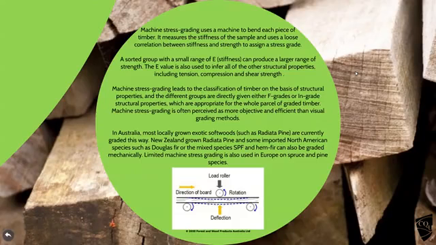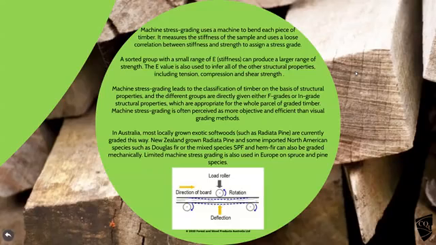Now, if we look at machine stress grading, a machine basically just automatically bends every piece of timber, and it measures its stiffness, and it's got a general formula correlation between what the stiffness is and what the strength is going to be, and then it'll assign a stress grade. There's a group with a smaller range of the E, which is stiffness, that can produce a large range of strengths. They might all be the same stiffness, but they can all have different strengths. And the E value infers all the other structural properties: tension, compression, shear strength.